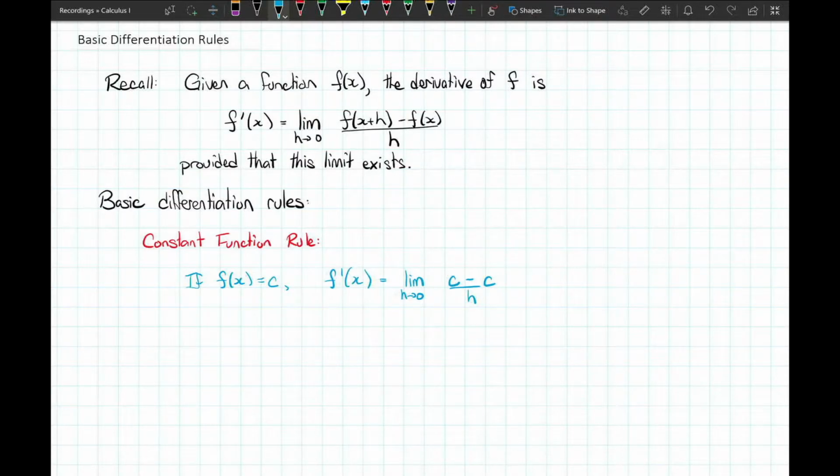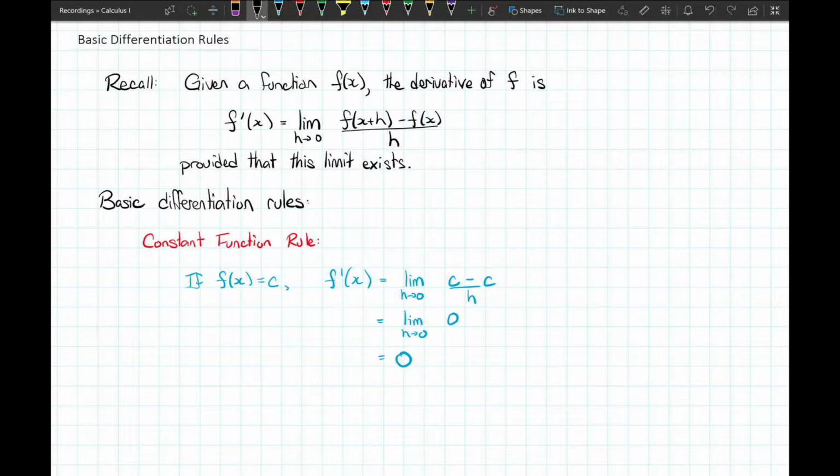Now we're trying to take the limit as h goes to 0, and we can't do that directly, but we do notice that the numerator is always going to be equal to 0. And that means we're left with 0 divided by h, which is always equal to 0 for any values of h close to 0. And so we end up taking the limit as h goes to 0 of just 0. And so the derivative is 0.